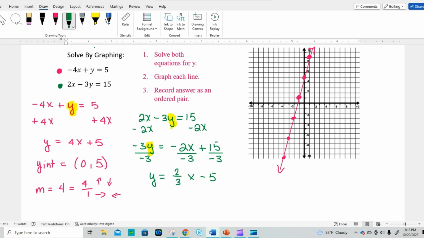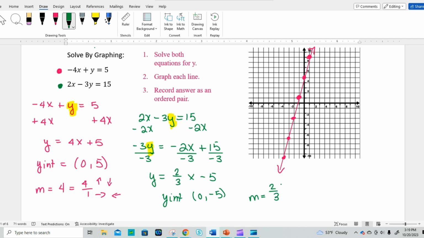The y is equal to 2/3 x minus 5. So my y-intercept is the b value, or the beginning. So that is 0, -5. My slope this time is a fraction already, so I don't have to deal with any of that, putting it over 1 or any of that stuff. I have 2/3.